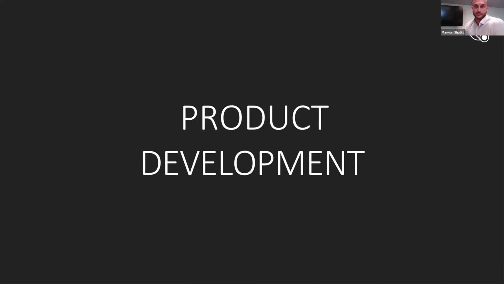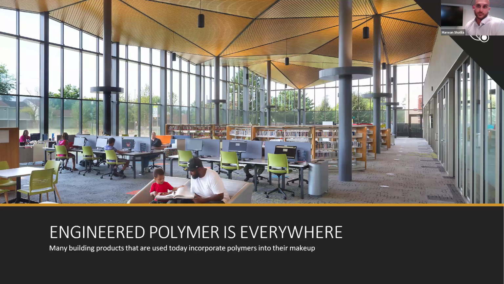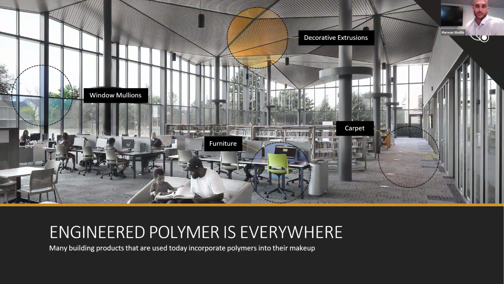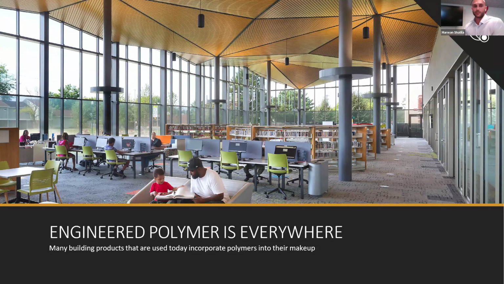So, product development. If you could go to the next slide, Aaron. This is just basically to show you all of the different areas that polymer is used throughout any kind of building, whether it's the carpet, furniture, windows, and as you all can see, the ceilings or extrusions that we manufacture.